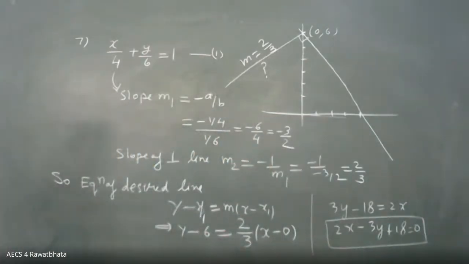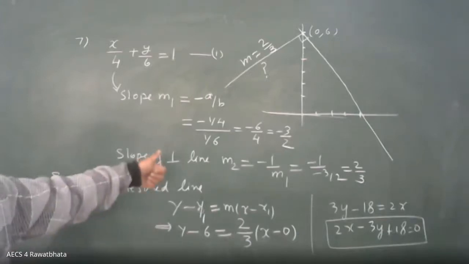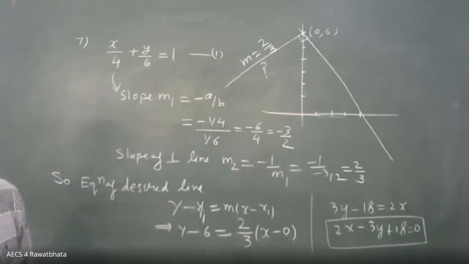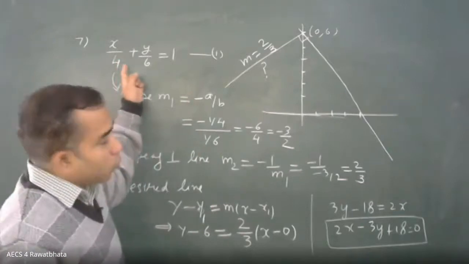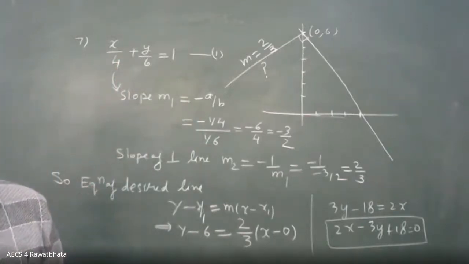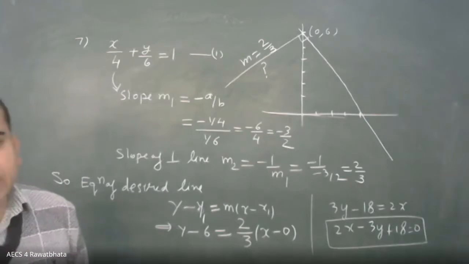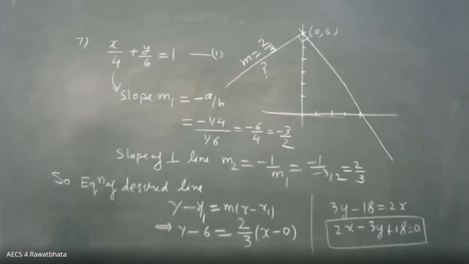Is this right? No, it's quite right. m1 is minus a by b, minus 3 by 2. Now check the answer. Is this right? This is minus 3 by 2 only, its slope. Right? What happened? Answer not matching? Yes, it must be right.